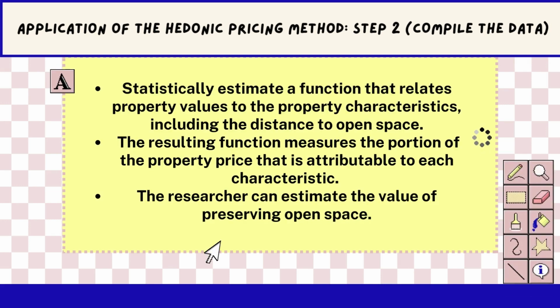Step 2. Once the data are collected and compiled, the next step is to statistically estimate a function that relates property values to the property characteristics, including the distance to open space. The resulting function measures the portion of the property price that is attributable to each characteristic. Thus, the researcher can estimate the value of preserving open space by looking at how the value of the average home changes when the amount of open space nearby changes.